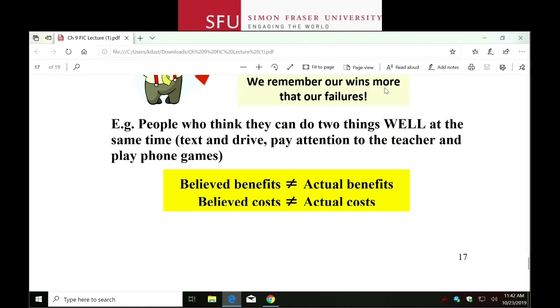All right, so what we believe is not what's actually happening. So that woman who was eating noodles while she was speeding, she really thought that the cost of that behavior was a lot lower than it actually was.